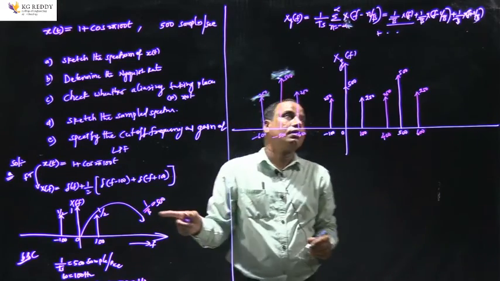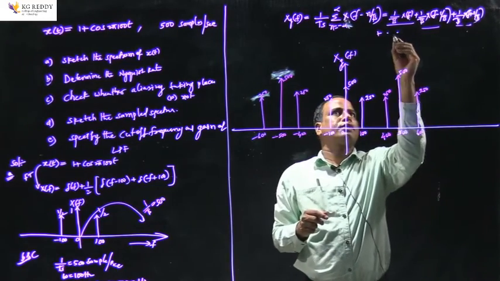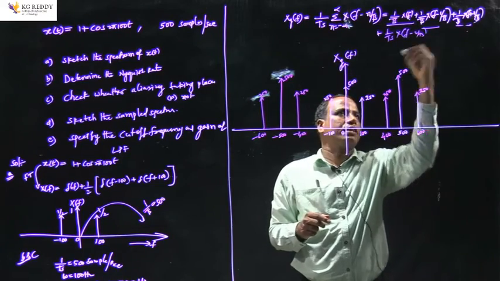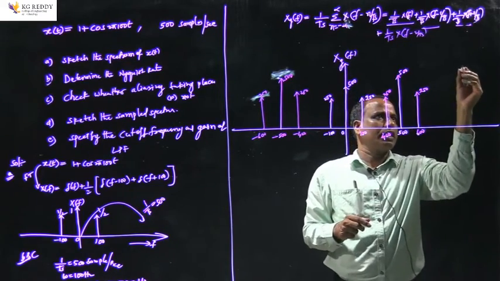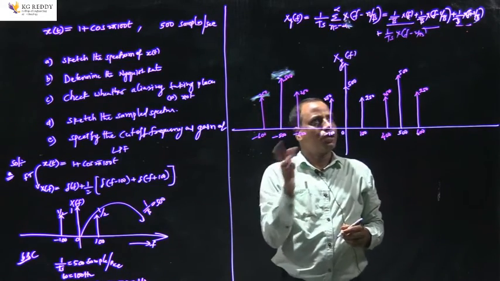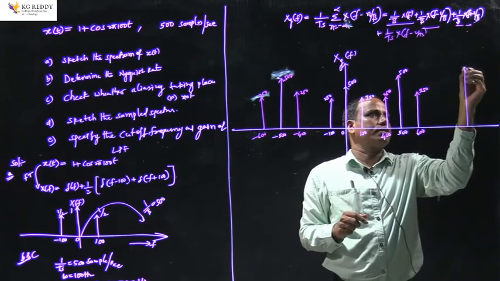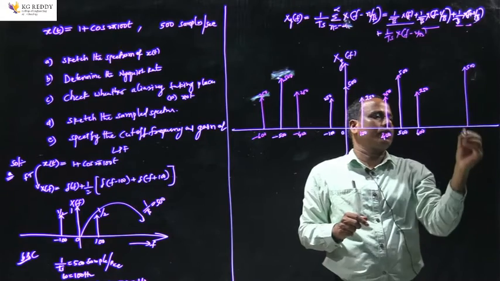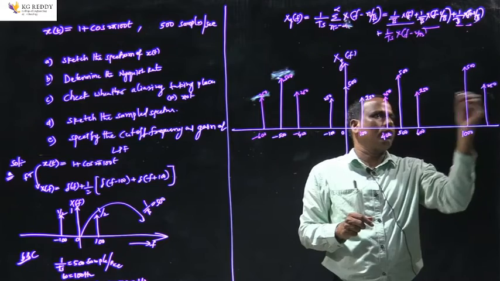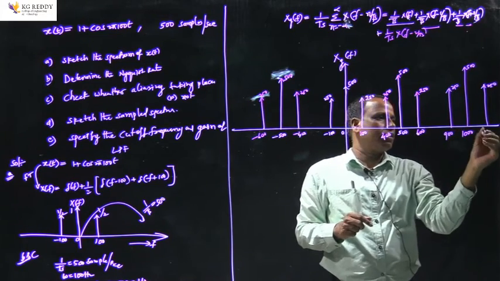And next, for the next term, 1 by Ts times X of f minus 2 by Ts. Say it as 2 by Ts; in the sense 1 by Ts is 500, so 2 into 500 becomes 1000. So the origin becomes 1000 now. It looks like this. This is 500, 1000, and this will be 250, and this will be 250. This is at 900, this is at 1100.